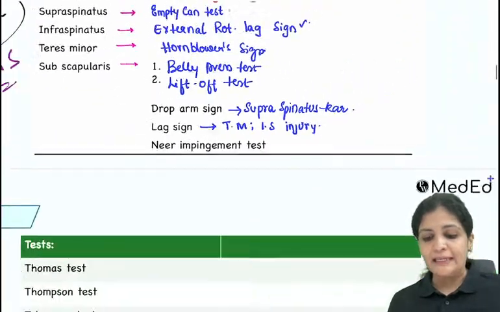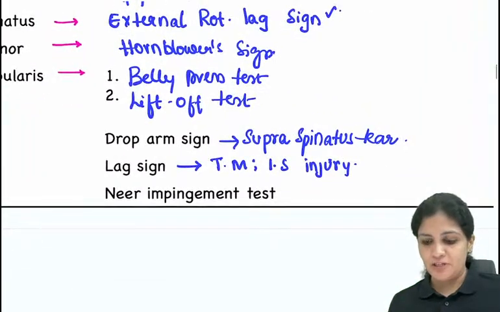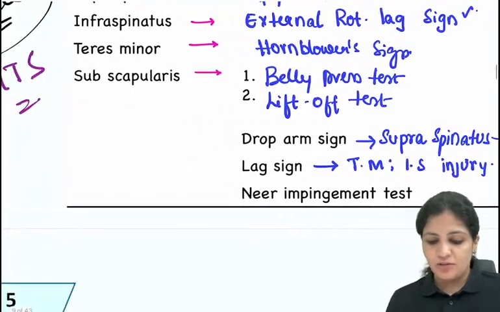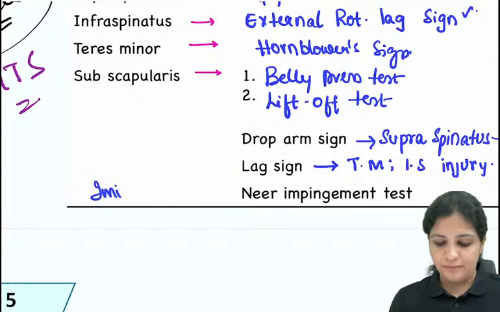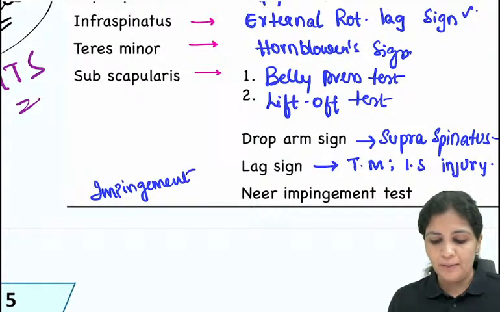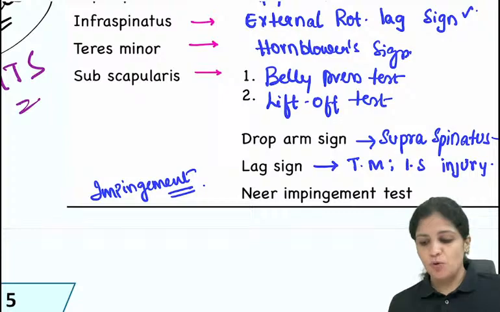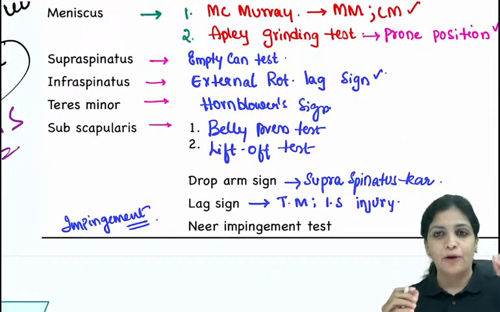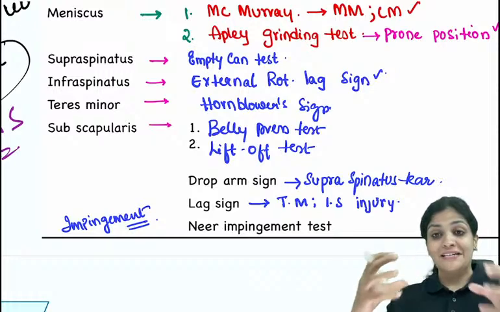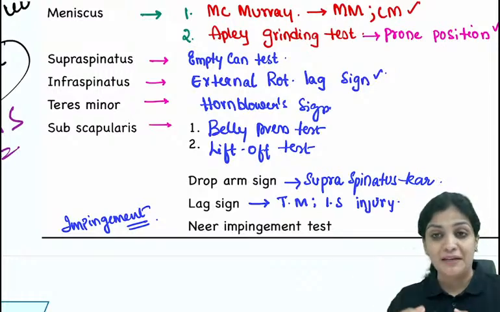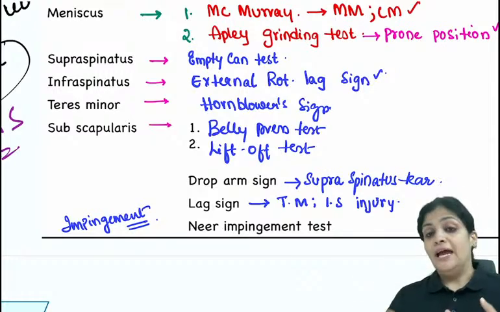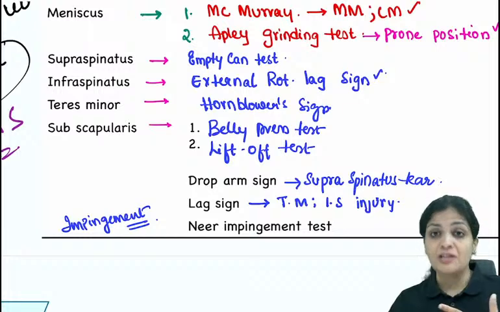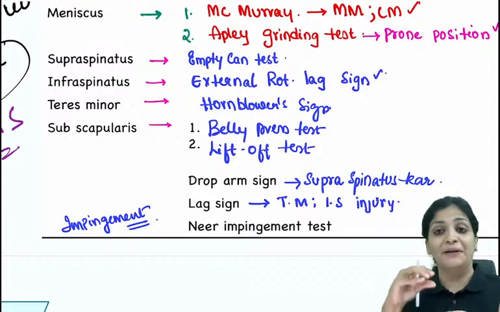And what is the Neer impingement test? What is the Neer impingement test and where do you see this? So this is for the impingement. Impingement is shoulder impingement syndrome. So what is shoulder impingement syndrome? There is a certain area which is called the subacromial space, where certain structures pass through it, such as your supraspinatus, your biceps tendon, and subacromial bursa. So all these structures are present in that particular area.